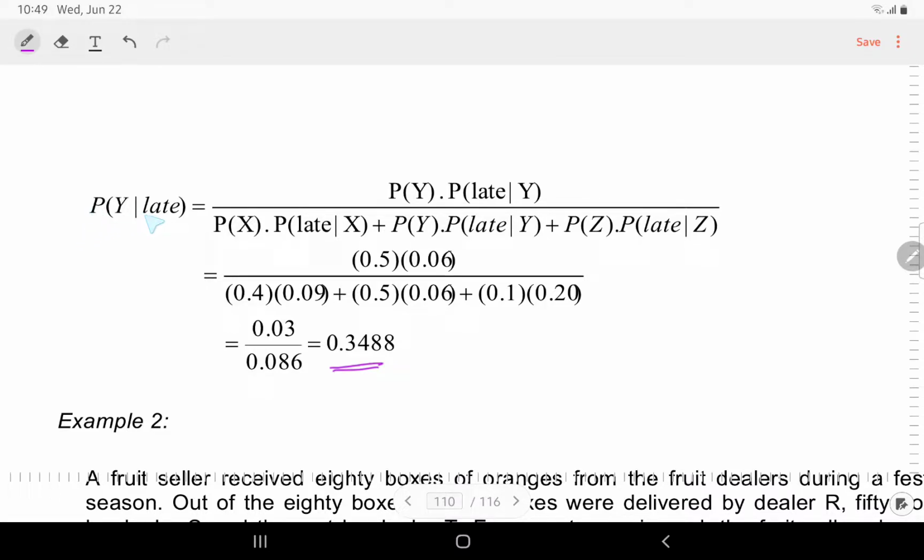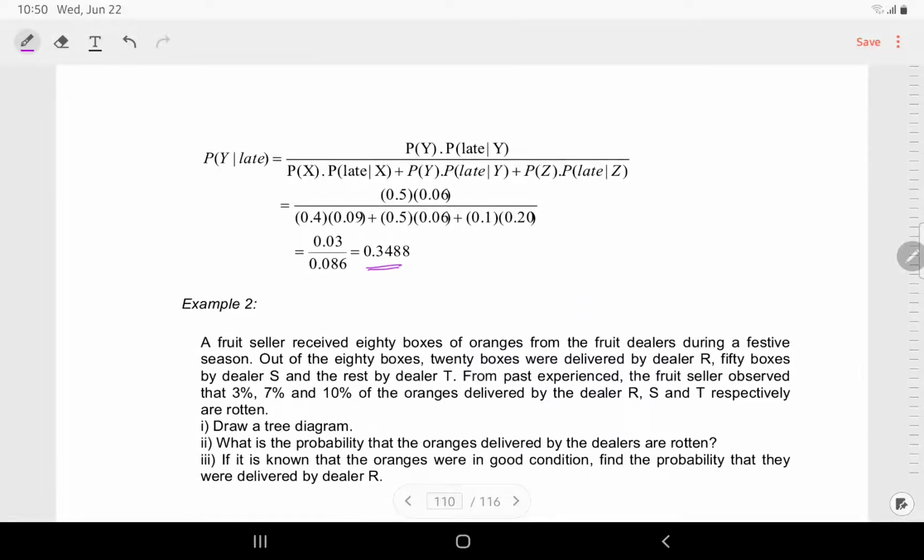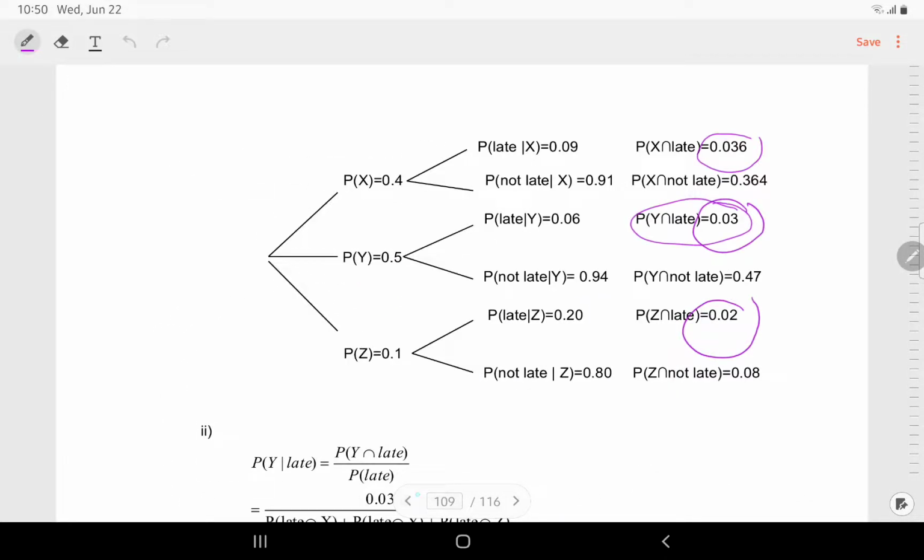So P(Y|late) equals P(Y) multiply P(late|Y), divide by P(X) multiply P(late|X) plus P(Y) multiply P(late|Y) plus P(Z) multiply P(late|Z). Okay, so dekat sini semua kita dapat daripada tree diagram tu. So P(Y) dengan P(late|Y) yang ni lah.